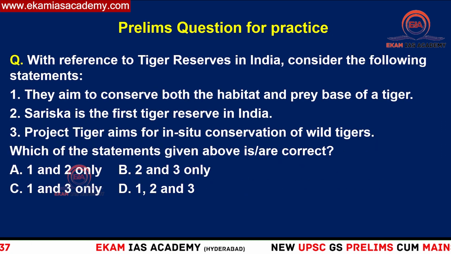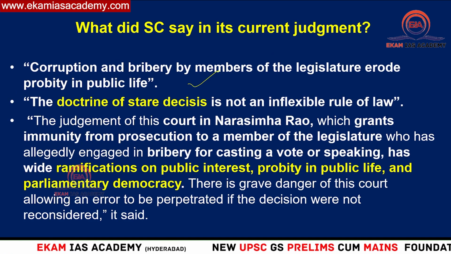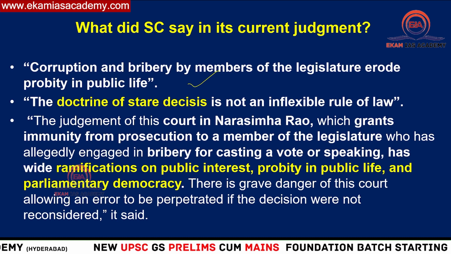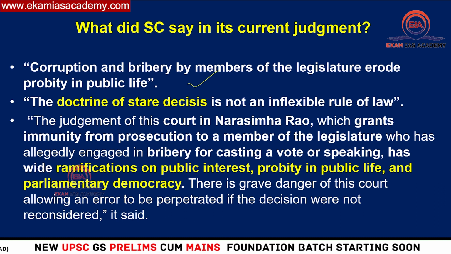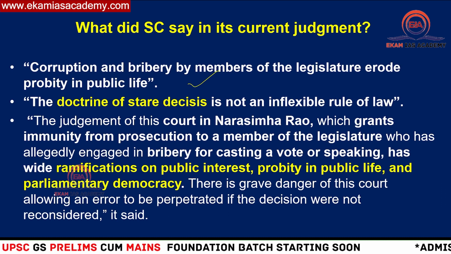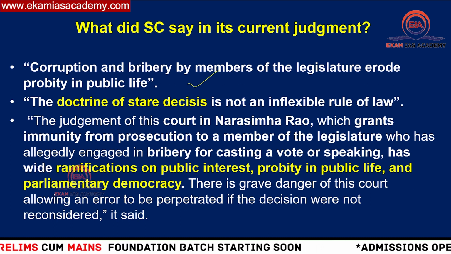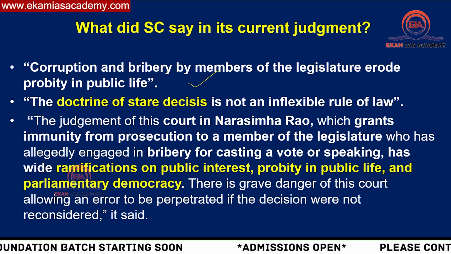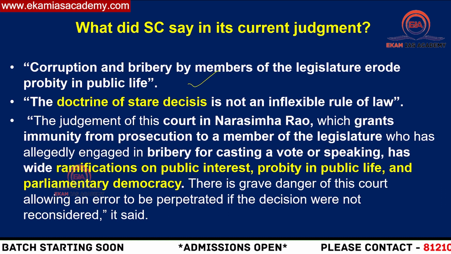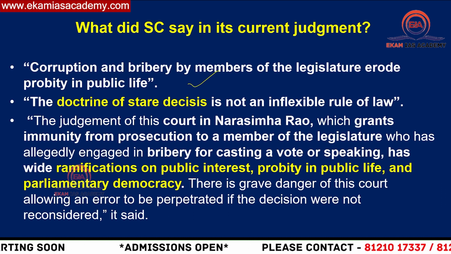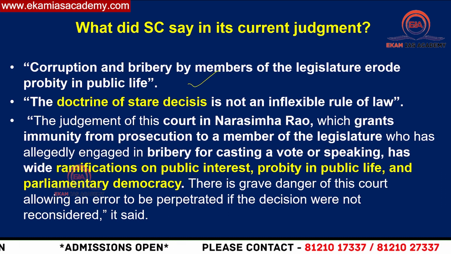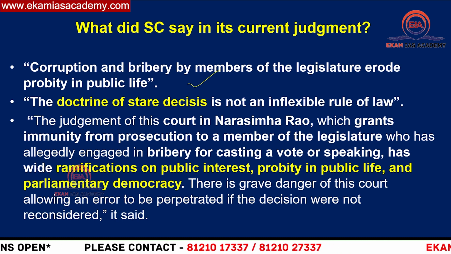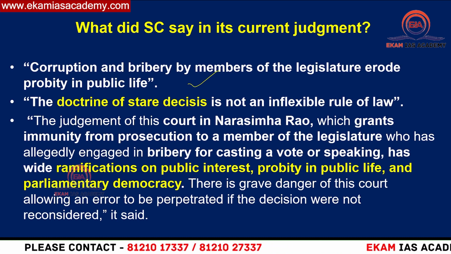Then what did the Supreme Court say in the current judgment? You can see here. It said corruption and bribery by members of the legislature erode probity in public life. So this is a very good statement. If corruption and bribery are there, they will erode probity. What is the meaning of the word? When you study GS4 ethics, at that time you'll understand the terms probity, integrity, and all these things. Honesty, you call it, right? Probity means having good moral values and principles. That is what we call honesty. That is probity in public life. In case you have corruption and all these things in legislative aspects, then it can erode the confidence and honesty in public life.